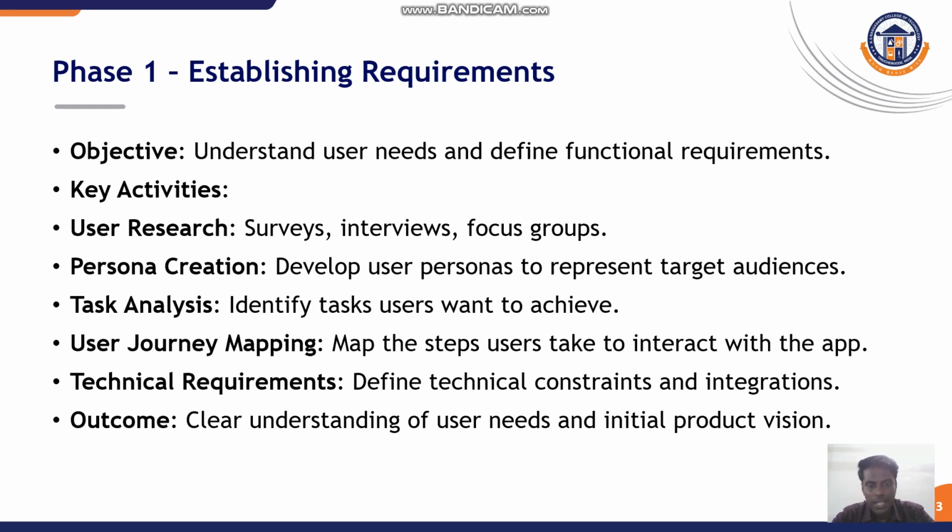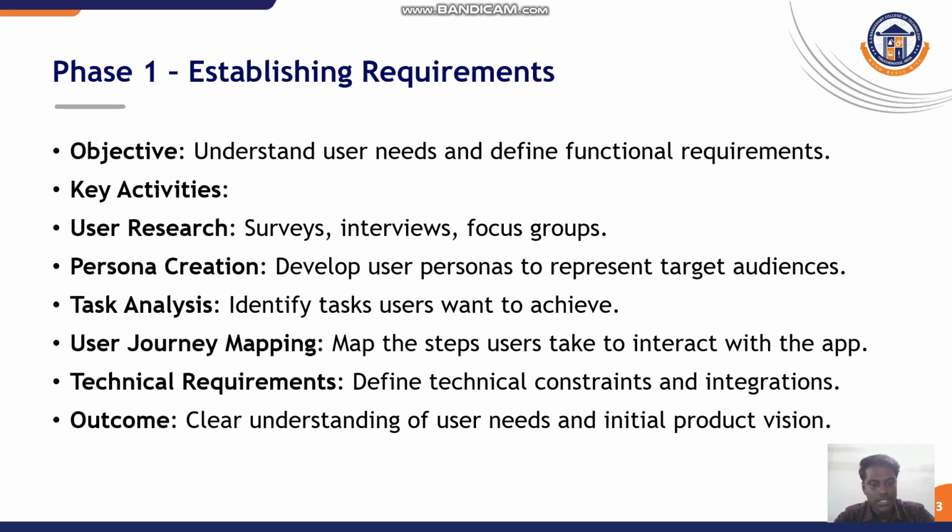So next one is task analysis. Identify the tasks the user wants to achieve. That means I have a goal. To achieve that goal, what are the key subtasks I have to do? Those subtasks are called the tasks of the user. Our primary focus is to identify the preliminary tasks which the user is going to use to achieve his final goal. Next one is user journey map. The map shows the steps the user takes to interact with the app. That means the overall navigation flow is represented by the map. How the user is actually following the product, that is called my user journey map.